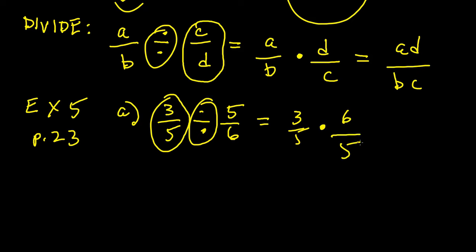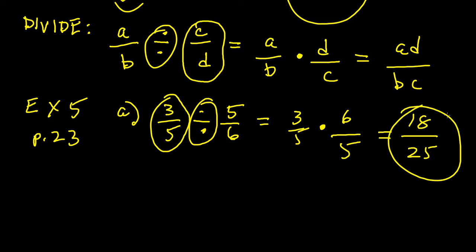All right, I'm looking to cancel some things out, and I don't see anything. 3 and 5, no, 3 doesn't go into 5, and 5 doesn't go into 6, vice versa. So I'll just multiply across now. 6 times 3, upstairs is 18, and downstairs 25. So our final answer here is 18/25, right? All right, that's 5a. What about 5b?